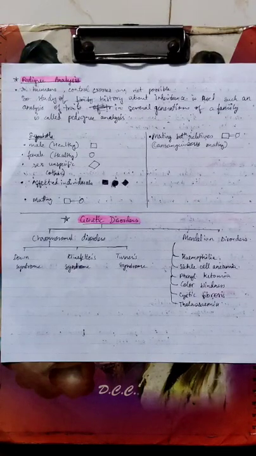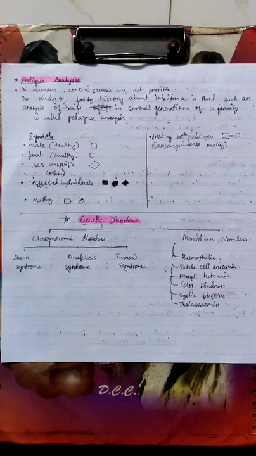Let us start with pedigree analysis. In humans, controlled crosses are not possible, so the study of family history about inheritance is used. Such an analysis of traits in several generations of a family is called pedigree analysis. The representation or chart showing family history is called the family tree or pedigree.